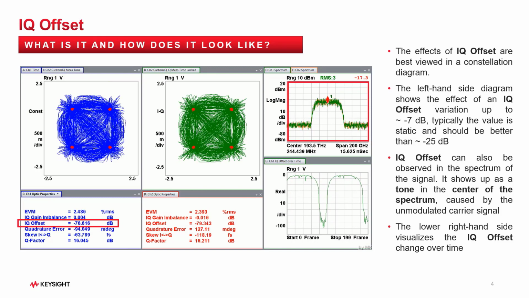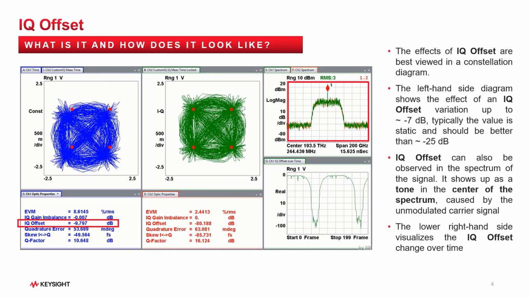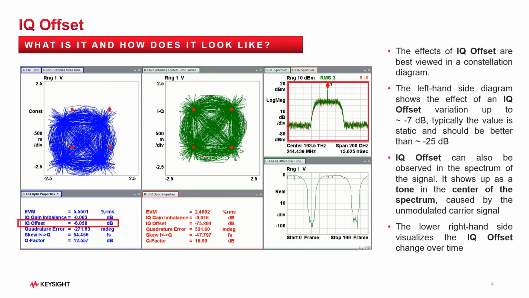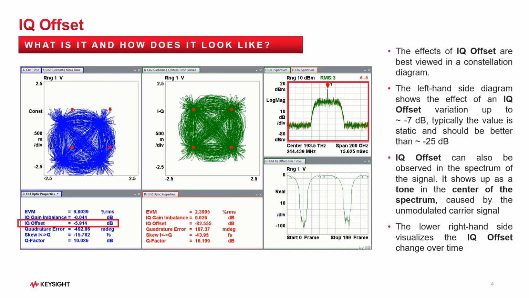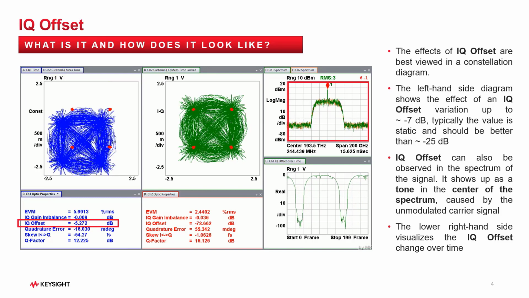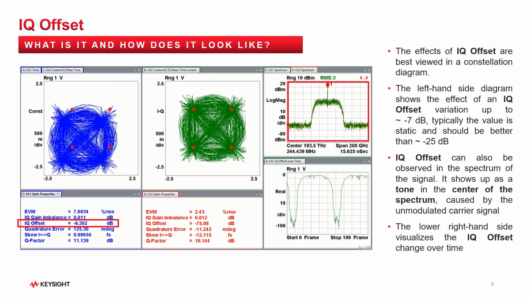In practice, attempts are made to achieve IQ offset values in the order of less than -25 dB, whereby more complex formats tend to be more susceptible to IQ offsets. In case of higher modulation formats, it may be beneficial to aim for values even lower than -25 dB.